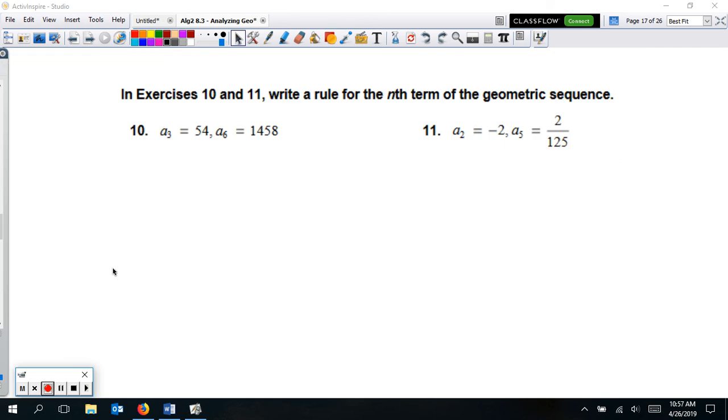Alright, so here are our problems for 10 and 11. It wants us to write the rule for the nth term of the sequence. So let's keep that rule there in front of us. The A of n equals the A of 1 times the r to the n minus 1 power. That's what we keep doing. We've got to know what that first term is and what that common ratio is. But on this one, they don't give us either one of those. They give us that the third term is 54, the sixth term is 1458. Same thing over here. They give us 2 separate terms, not the first one, not even the common ratio.